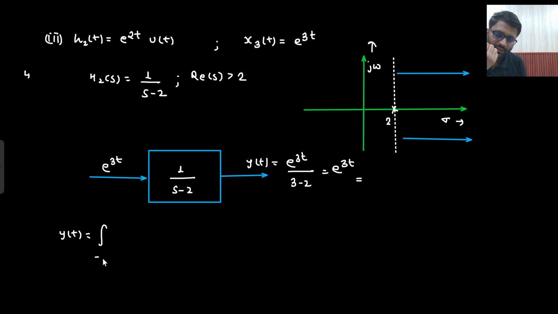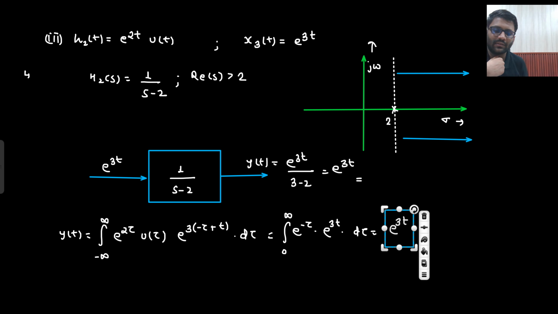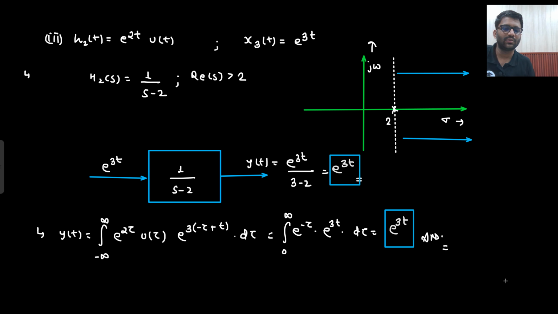If I go by the basic definition, minus infinity to infinity, h of tau as it is, the other one inverted and then shifted. So 0 to infinity, e to the power minus 2 tau, and e to the power 3t is also there, d tau. So e to the power 3t will come outside and the integration will throw 1. So this is the answer, e to the power 3t. From the integration also we can verify that e to the power 3t is my answer, because it is lying in the region of convergence.